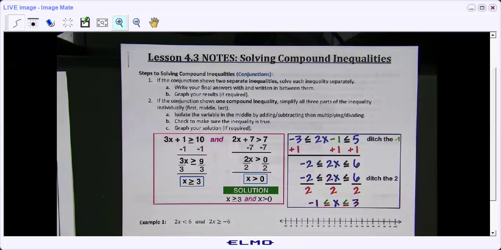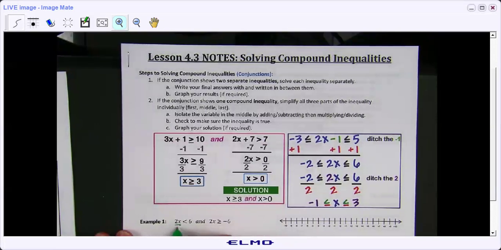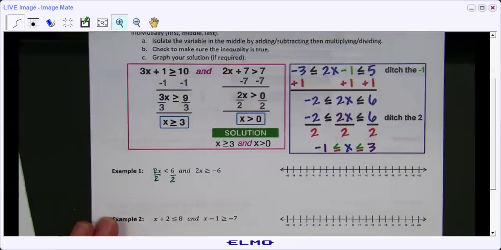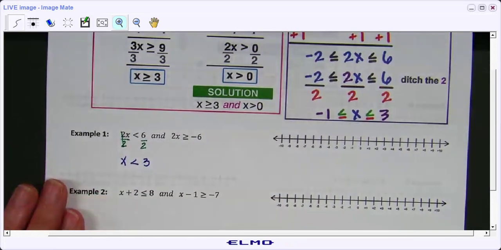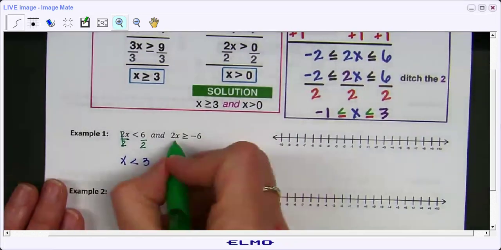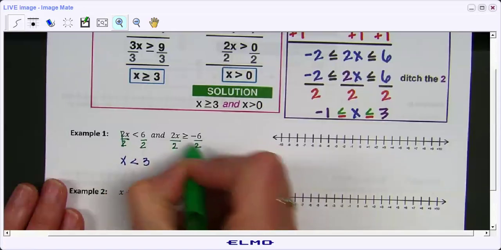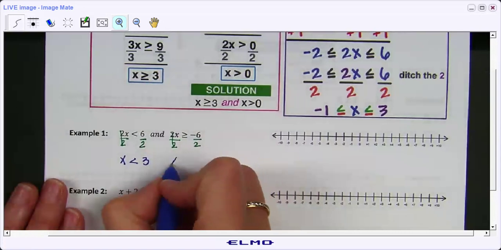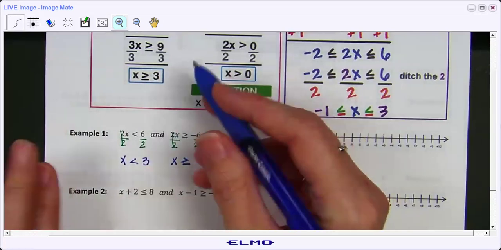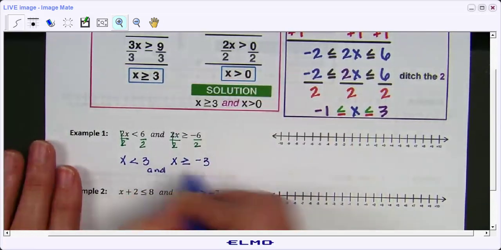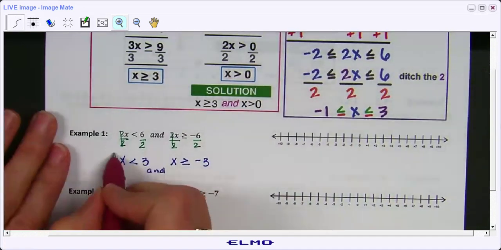The first thing we're going to do is solve these two inequalities. So I am going to divide both sides by 2. Oops, sorry, I'll make it bigger. I get x is less than 3. Then I solve the next one. Divide both sides by 2, and I get x is greater than or equal to -3. Notice that this is "and." This is a conjunction. So our answer is both of these. Okay, so this would be our answer.